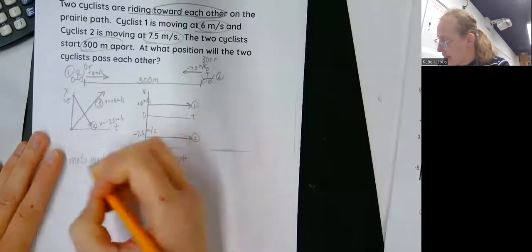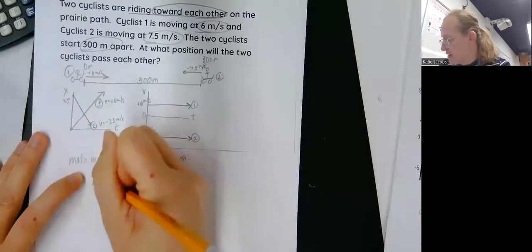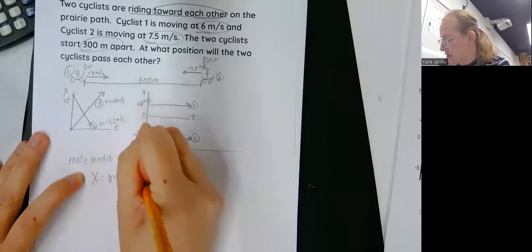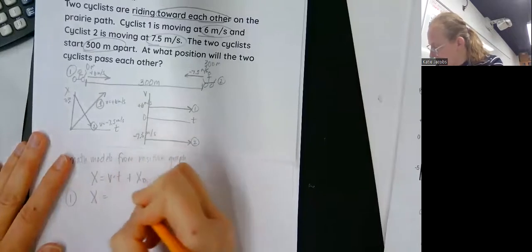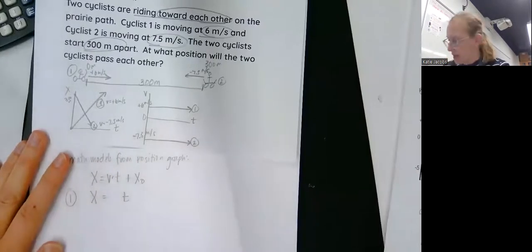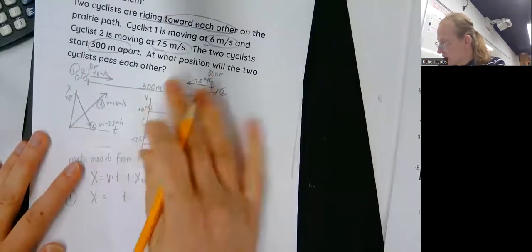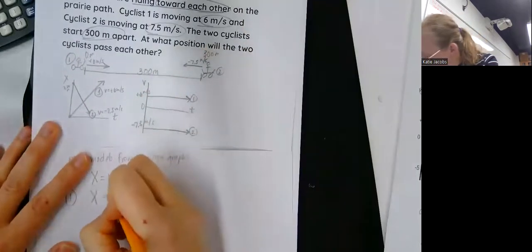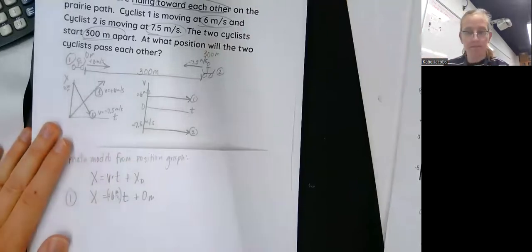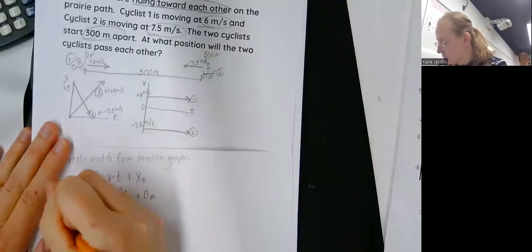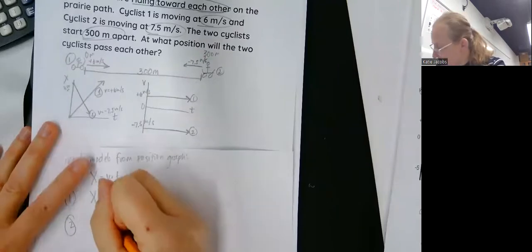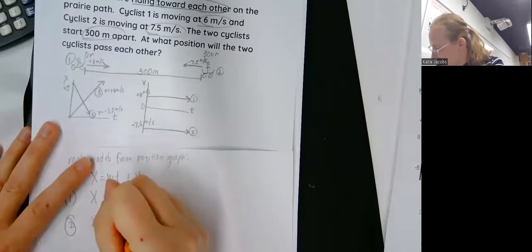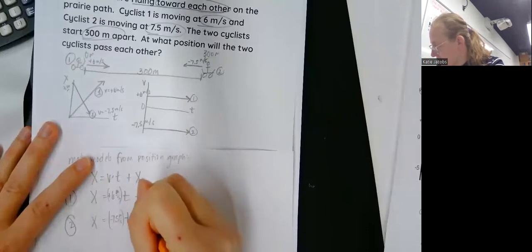Remember that the general math model for a linear position graph is position equals velocity times time plus starting position. So for cyclist 1, I always keep x and t as my two variables, position and time. Cyclist 1's velocity was positive 6 meters per second, and their starting position was 0 meters. Cyclist 2, I keep, again, position and time. I substitute in the velocity of negative 7.5 meters per second plus 300 meters.